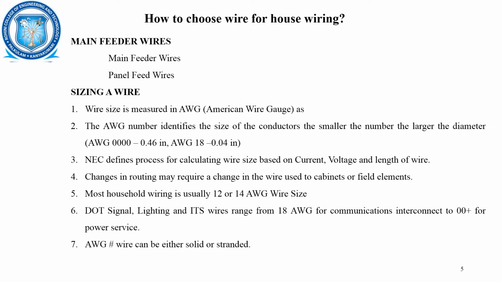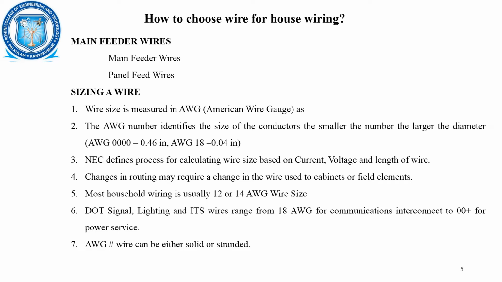The wire size is measured in American Wire Gauge. The American Wire Gauge number identifies the size of the conductors. The smaller the number, the larger the diameter. For example, if it is AWG 0000, then it is 0.46 inches. If AWG is 18, it is 0.04 inches.